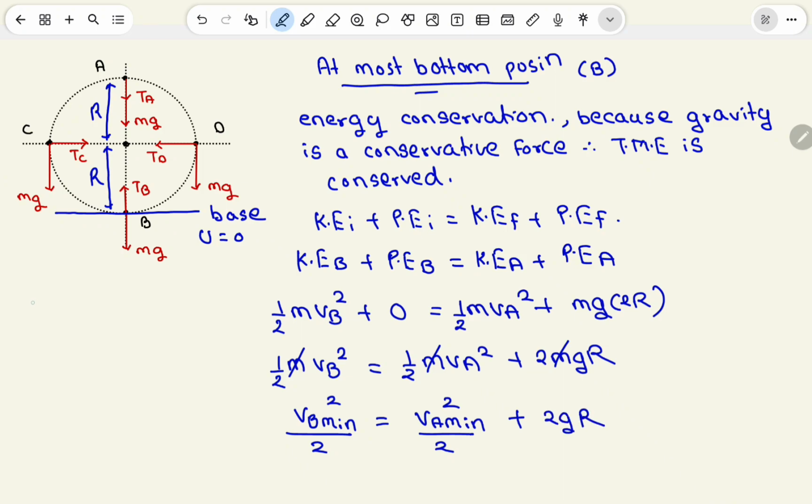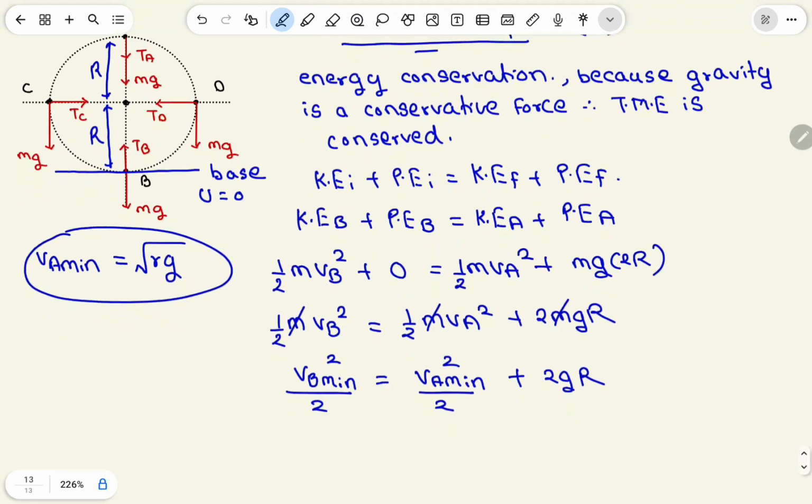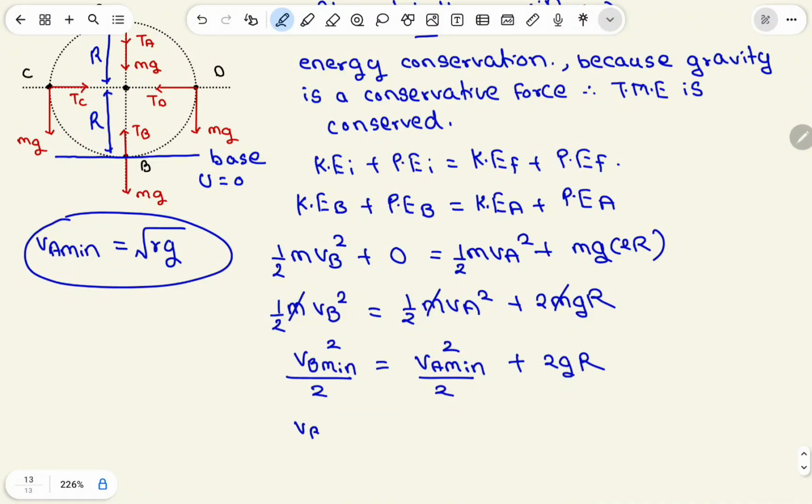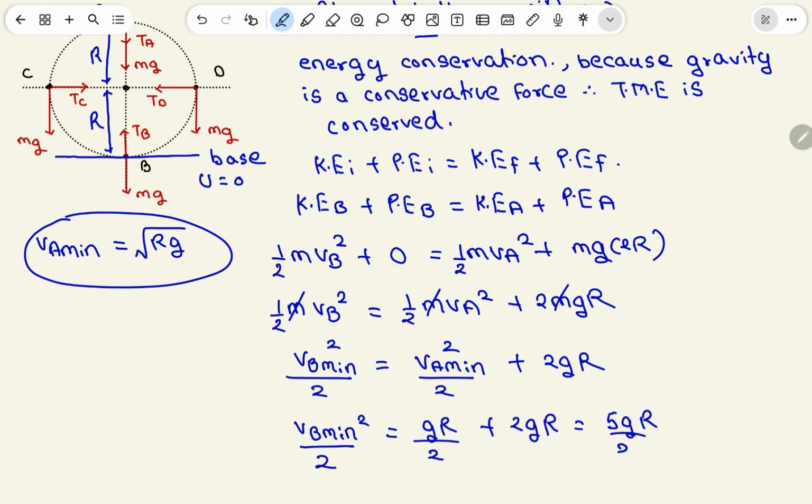Now we know that A is the topmost point, and the minimum velocity at the topmost point we just derived is under root Rg. So when we substitute this value, we get vb minimum square upon 2 is equal to va minimum square, which is Rg, upon 2 plus 2gR. Sorry, there should be a capital R.